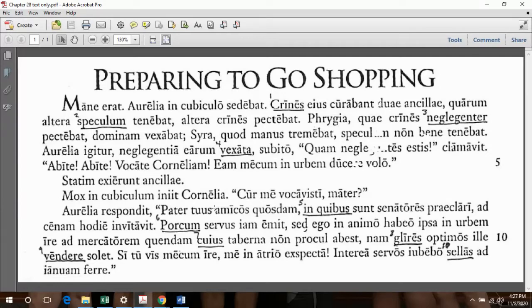Of chapter 28, preparing to go shopping. So, starting off at the beginning. Mane erat. It was early in the morning. Erat, of course, comes from sum, esse, fui, futurus.